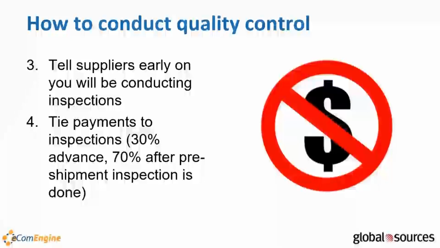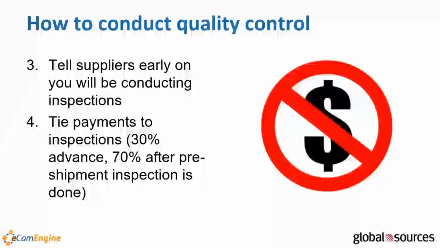Another thing that you can do to conduct quality control is tell suppliers early on that you will be doing a product inspection. And this really helps minimize problems later on. You can include this in your purchase order, and if possible, you can also tie payments to inspections. So what this means is that 30% of the payment can be paid in advance, and the remaining payment can be done after the pre-shipment inspection is done.